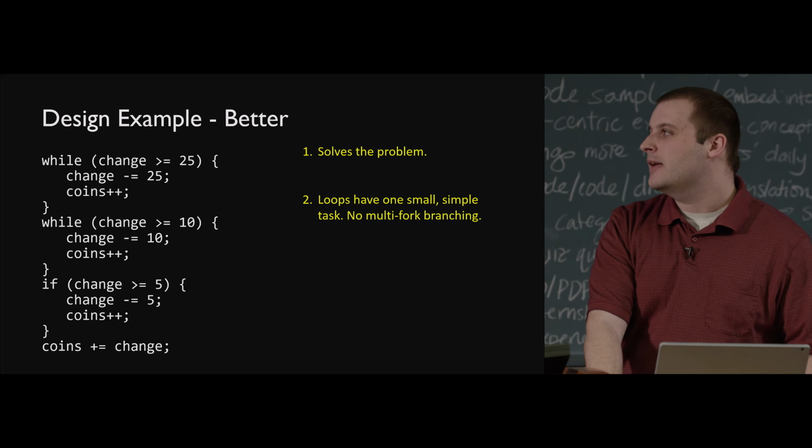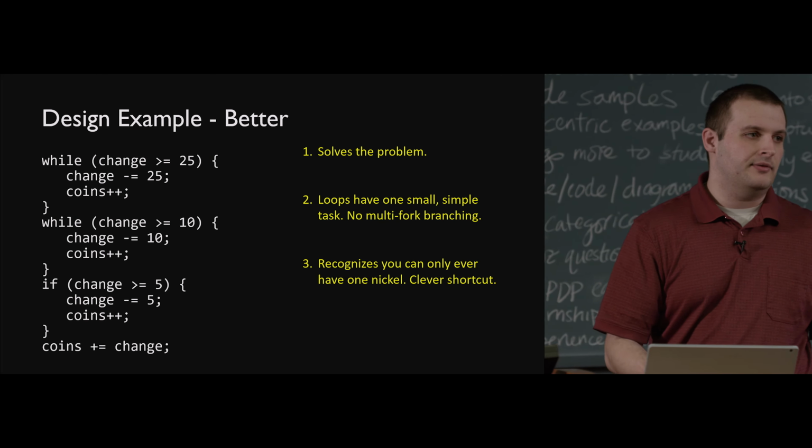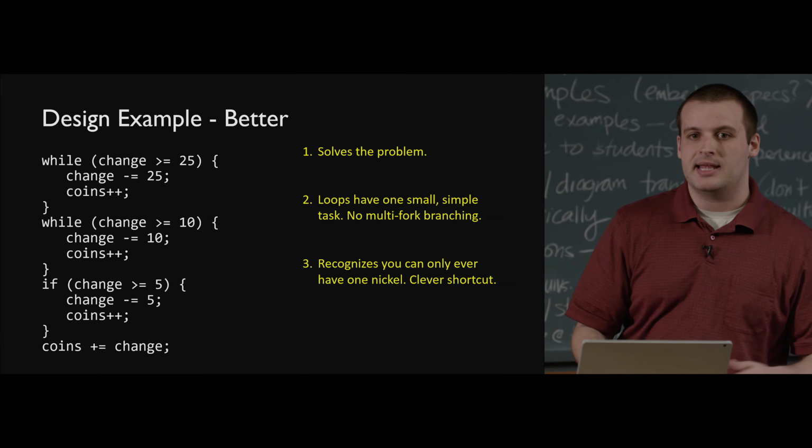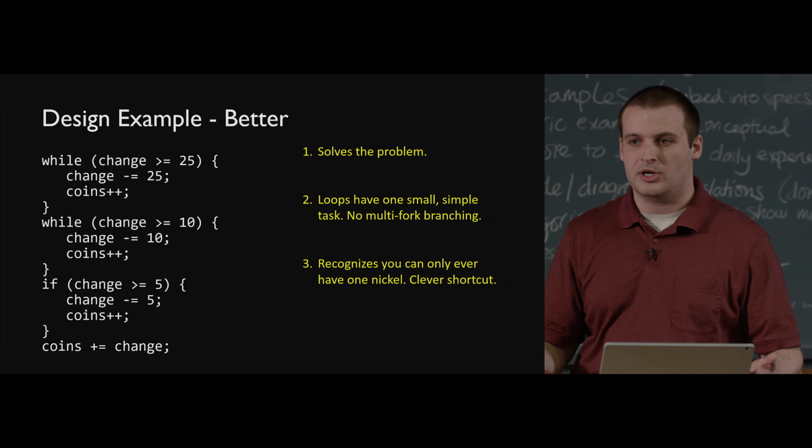There's also a couple of clever optimizations here, right? Like, you can never have more than 1 nickel. If you have 2 nickels, you could have just given away a dime instead. And so we don't even need a loop for that. We can just have a simple conditional expression.